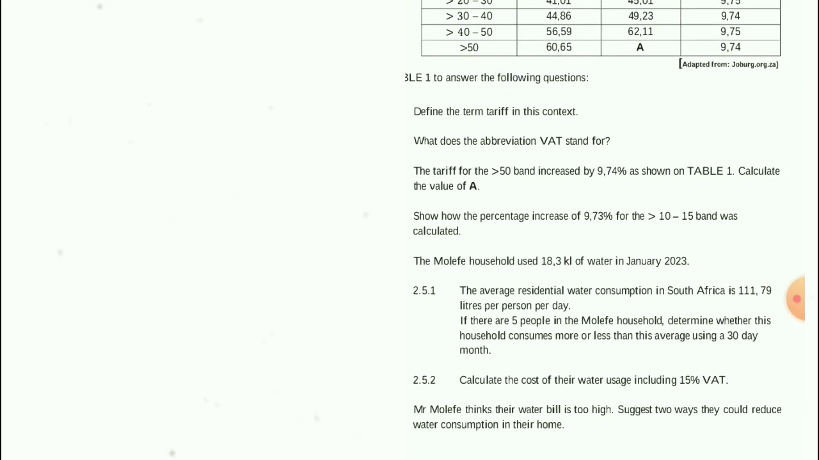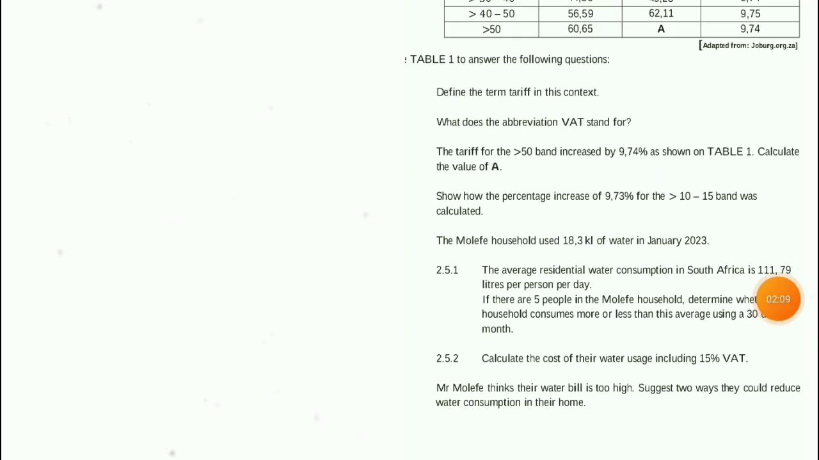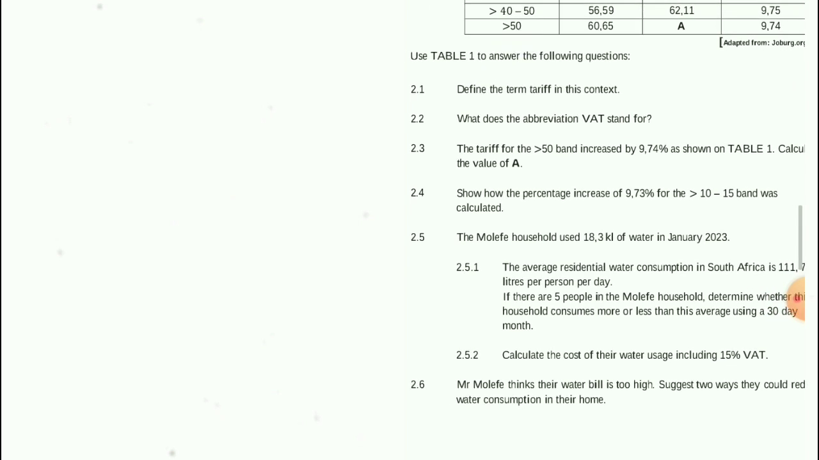So it increased by what? 9.74%. That's what you have to know. I want to start with the difficult one, the one that will confuse a lot of people, first, then I'll go to the easiest one. Okay guys, first of all, look at the question very carefully before we start. The question is, the tariff for the 50 band increased by 9.74%, as shown on table 1. Calculate the value of A.